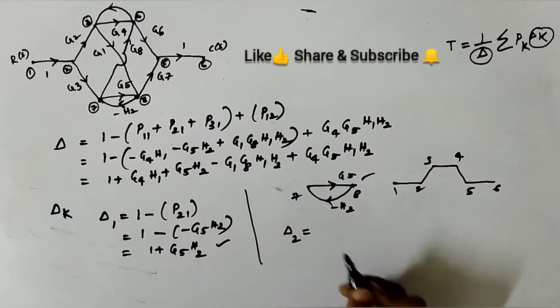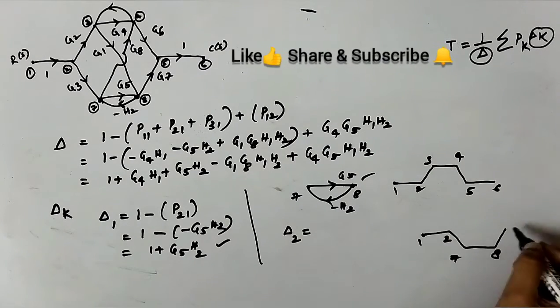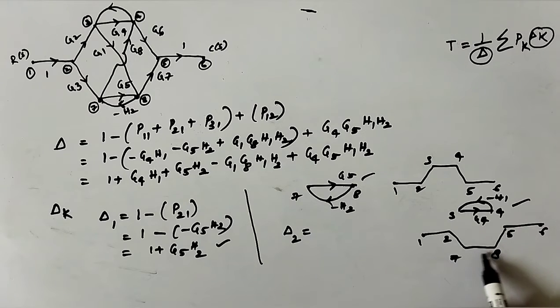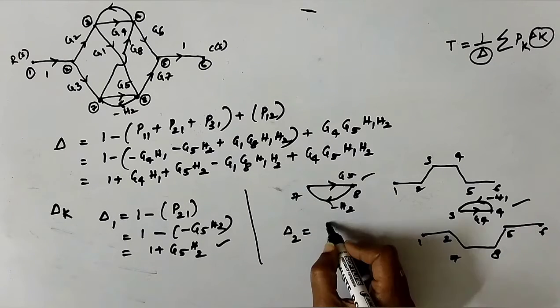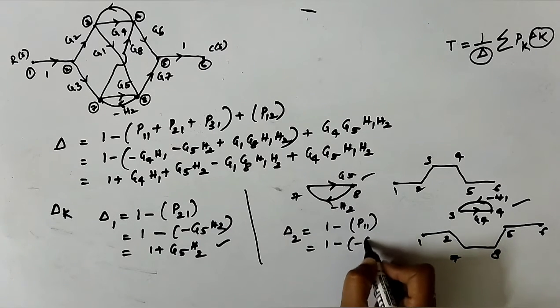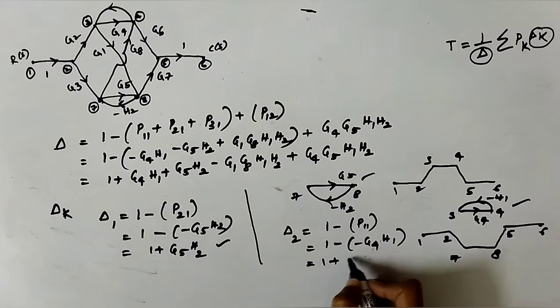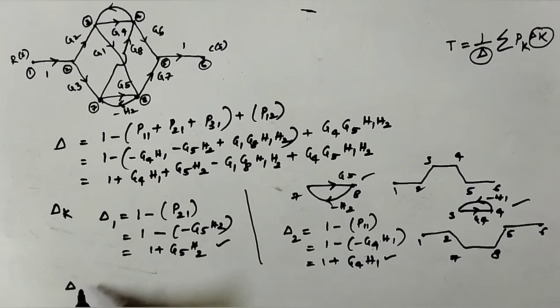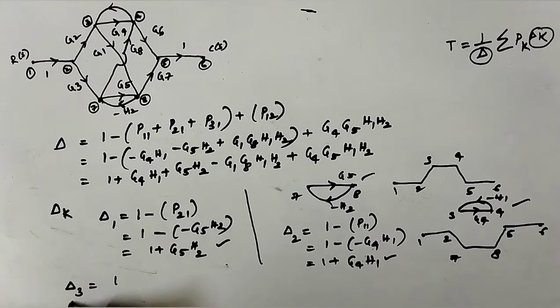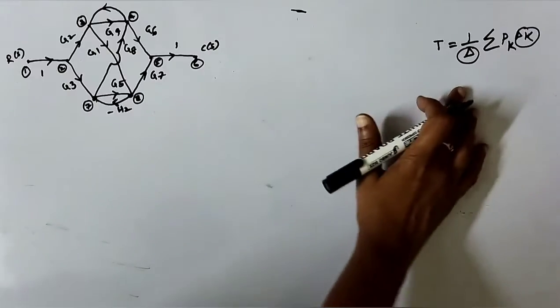The second path will have delta 2. G4 and minus H1 is the part of the graph which is not touching the second forward path. So 1 minus P11, that is 1 minus of G4 H1, which gives 1 plus G4 H1. There are no non-touching parts for the other paths, say 3, 4, 5 and 6. For that reason, delta 3, delta 4, delta 5 and delta 6 are left with only 1. Now we'll apply Mason's gain formula and find the overall transfer function.